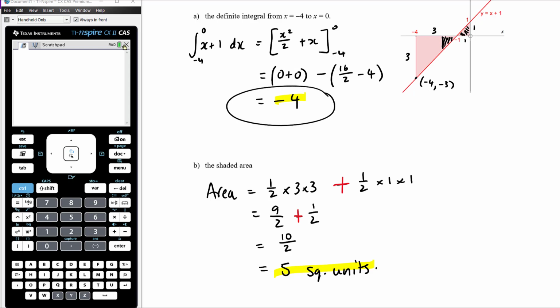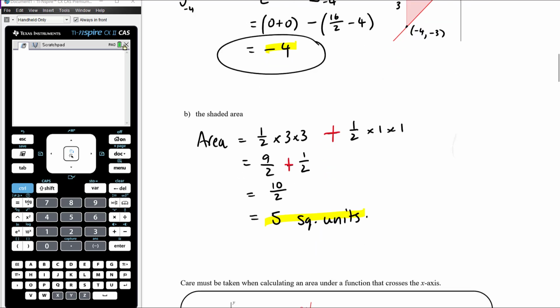What the integral is calculating here is that this area is negative, well, not area, but the integral there would be -9 on 2. This is positive 1 on 2, and so therefore, if I just integrate from -4 to 0 without thinking about the fact that the graph crosses the x-axis, it adds those two things together and gets me -8 on 2, which is -4. Okay. But if we want to actually calculate the shaded area, we need to be mindful of the fact that part of this area is below the x-axis and part of this area is above the x-axis.